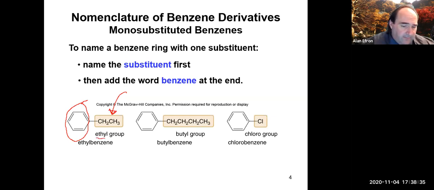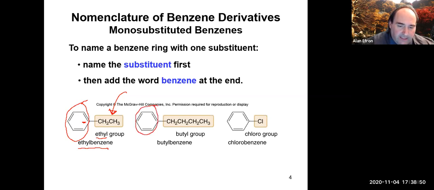Again, the 2-carbon group being ethyl, and we get to the name of ethylbenzene. Again, here, no need for a number or anything like that because there's only one group attached. Wherever that group's attached, it's assumed to be carbon number 1. And same thing over here.